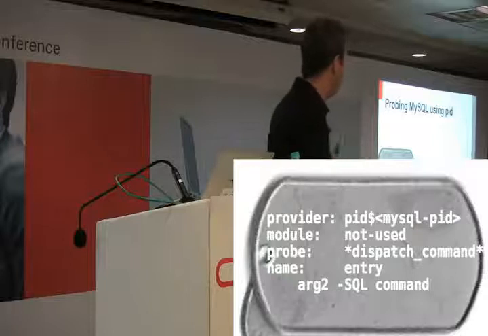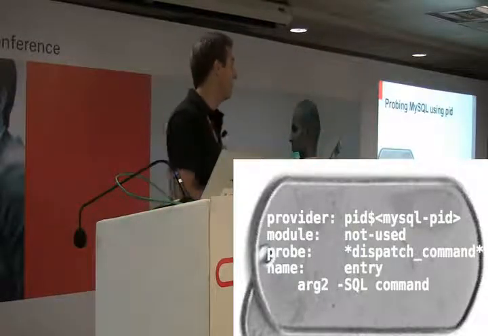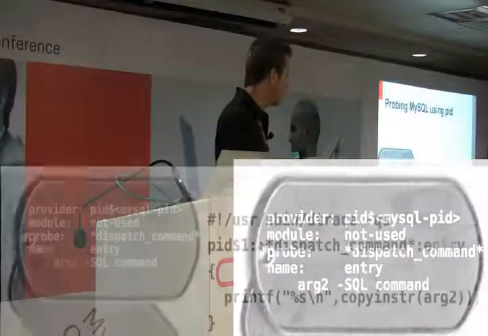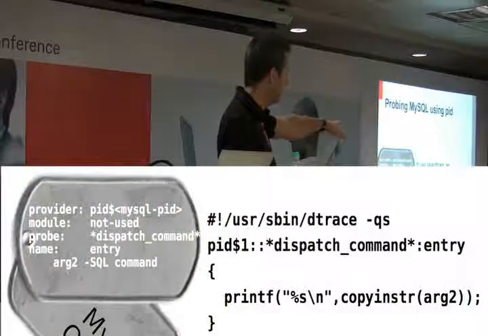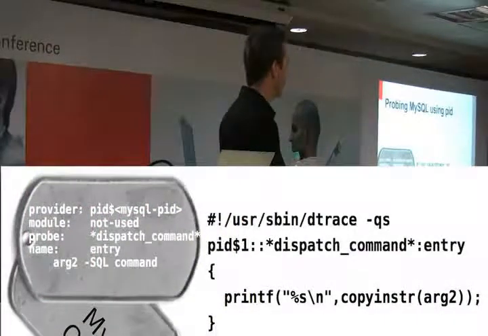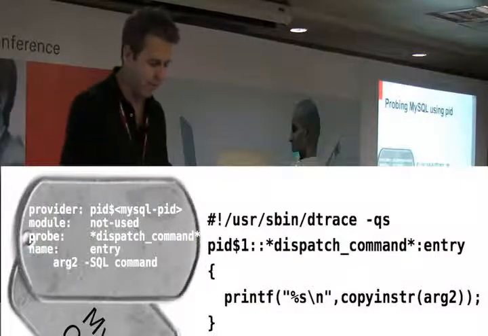In the case of a MySQL command, it makes very much sense for it to return to me the SQL statement that's being run. And it does this in arg2. And so what we're doing is we're copying the string from userland into DTrace land. That's what the copyinstr function is. And then we're going to printf the SQL statements.